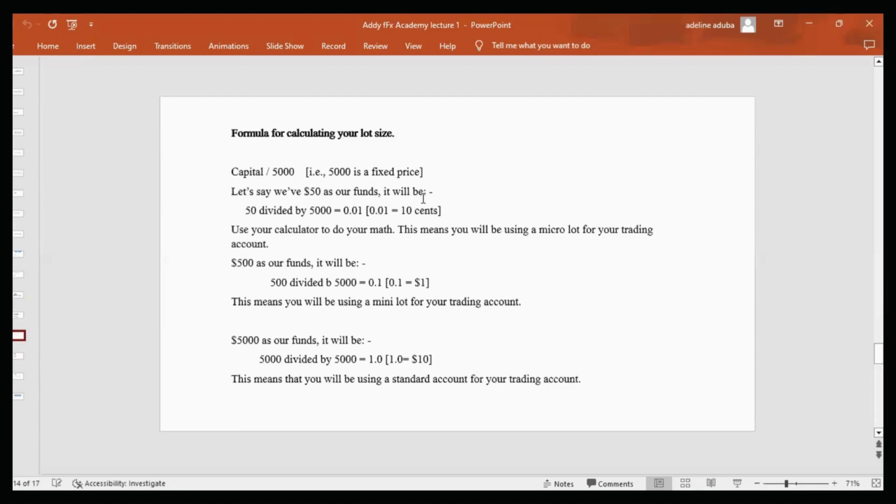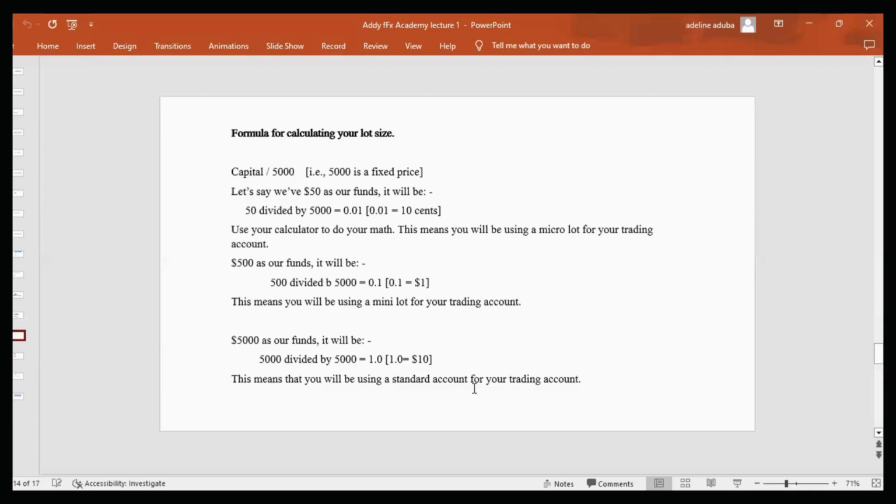So if you're using a $500 account, for instance, you divide it by 5,000 and it gives you 0.1. That is $1 per pip movement. Not even per trade, but per pip movement. And this means you're using a mini lot size for that kind of account. If you're using a $5,000 account, for instance, and you divide it by 5,000, it means you have to use 1.0. So for each pip movement, it is $10 if you are using a 5K account.